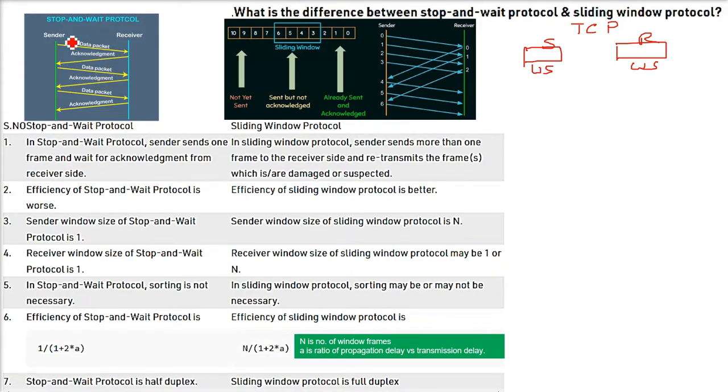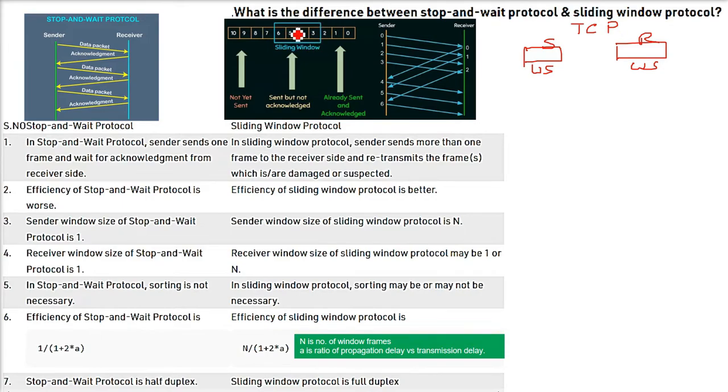In stop and wait protocol, the sender sends one frame and waits for acknowledgement from the receiver side. We use the term frame because it is a data link kind of thing. In sliding window protocol, the sender sends more than one frame to the receiver side, and this is the window. This is not an actual window, it is a logical window, and it retransmits the frames which are damaged or suspected to be damaged.